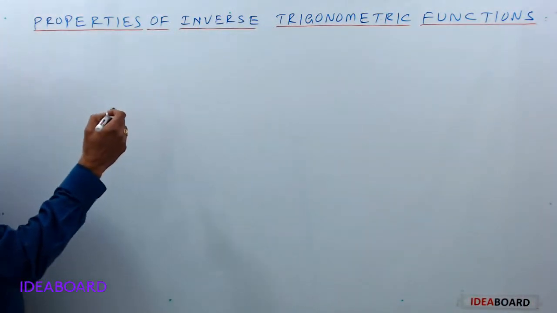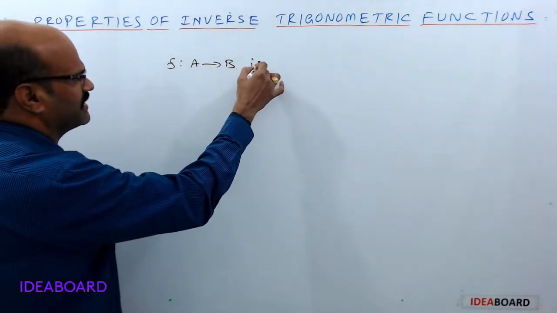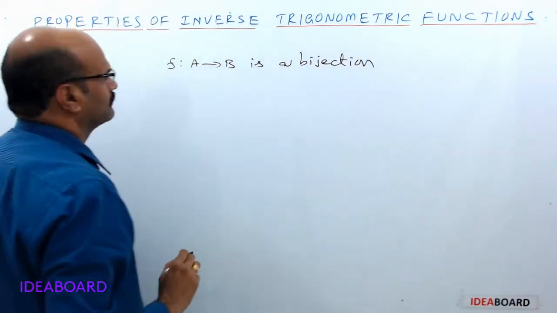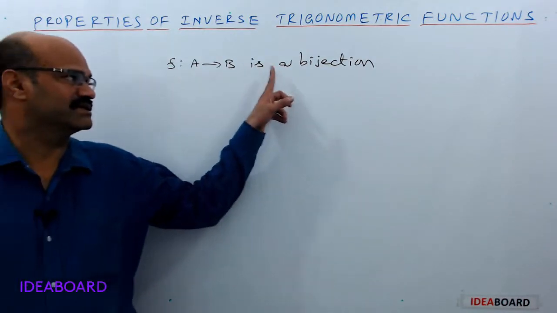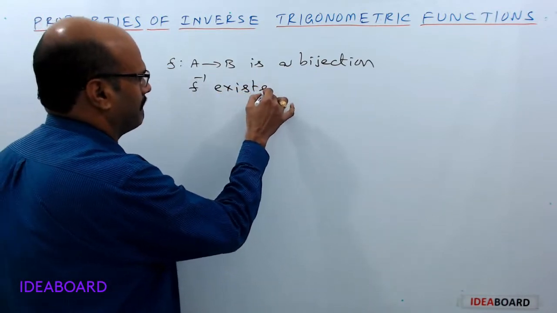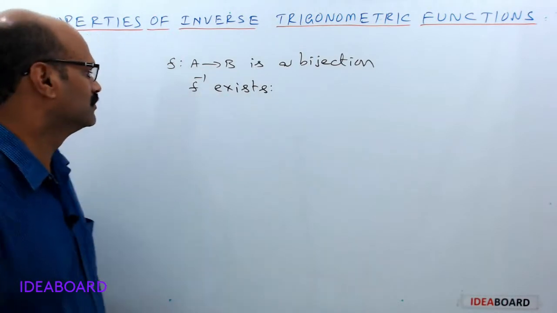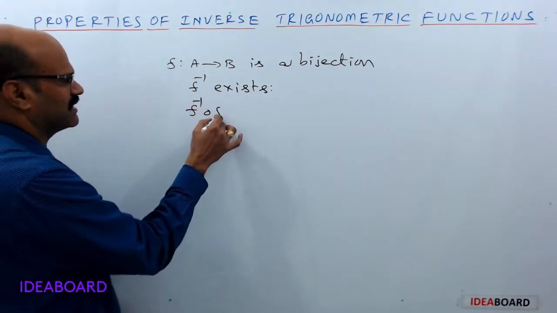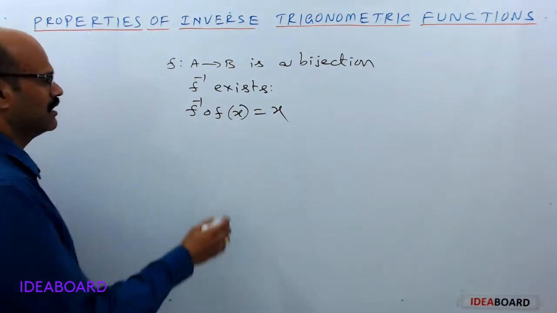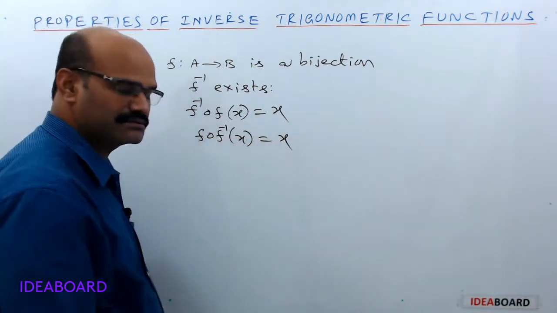We know that when f is a function from A to B and is a bijection, then f inverse exists. Whenever f inverse exists, we have f inverse circle f of x equal to x and f circle f inverse of x equal to x.